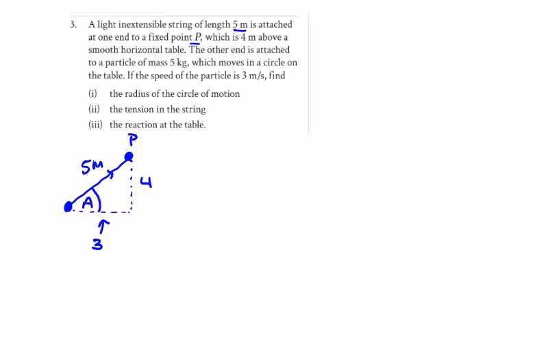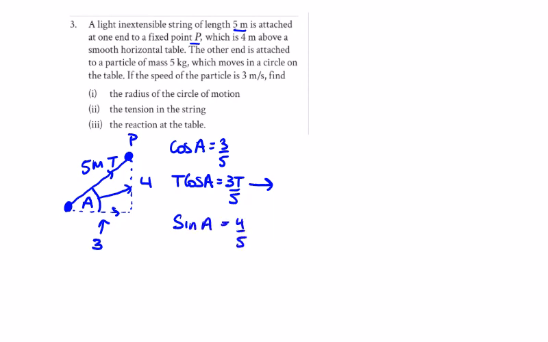We have A, we have tension in the string directed towards the center, T. So cos A will be equal to 3 over 5, this direction here. In terms of T, this will be T cos A, which will be equal to 3T over 5 for my force in this direction. Sin A across here is 4 over 5, and T sin A in terms of T will be 4T over 5. So that's my direction going up.